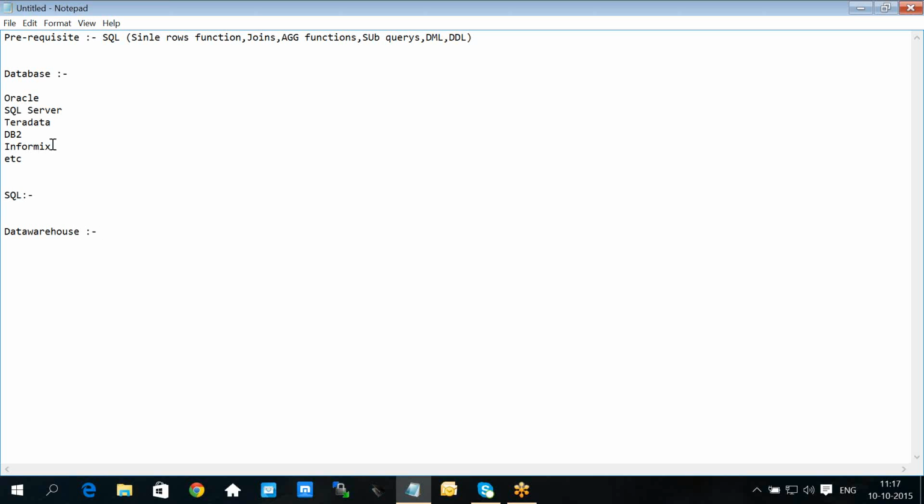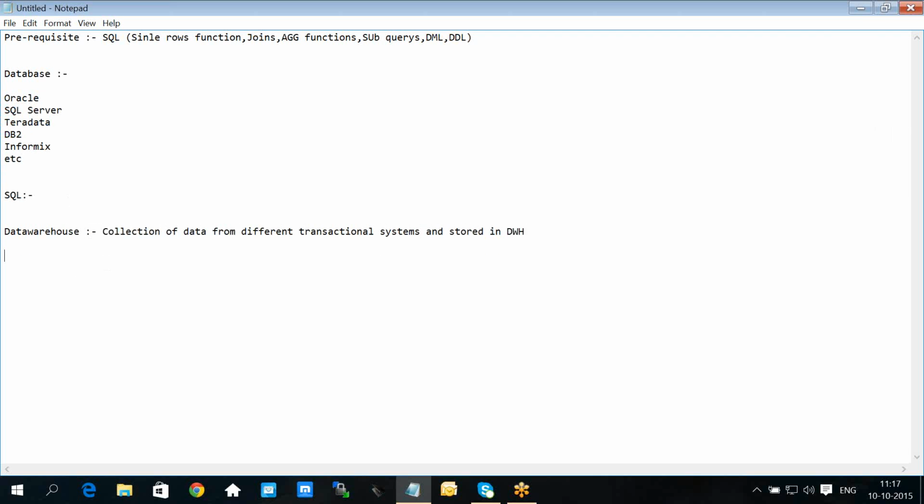We talked about so many databases here. I can choose Oracle as my data warehouse, or Teradata, or DB2. The data warehouse is nothing but the collection of data from the different transactional systems. We'll talk about what a transactional system is. You collect the data from the different transactional systems and store it for analysis purposes in a database, or you can say, in a data warehouse.